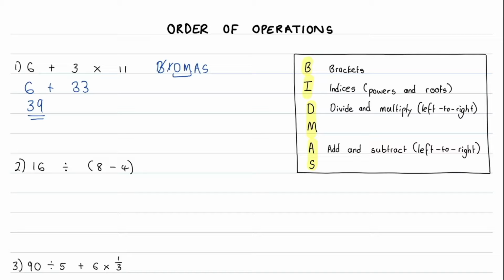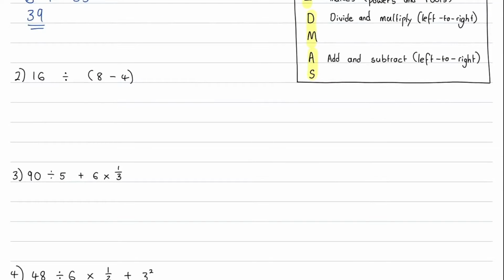Now let's look at this next example. We have 16 divided by (8 minus 4). So let's write out BIDMAS to remind us what we need to do. This time we do have some brackets, so we're going to do what's in there first. 8 minus 4 is going to give us 4, and then we just have 16 divided by 4, which gives us 4 as a final answer.